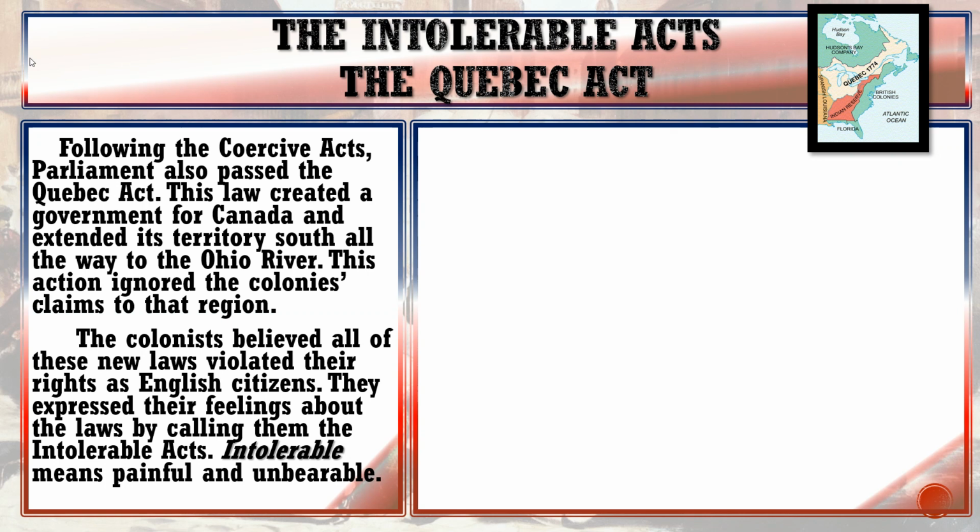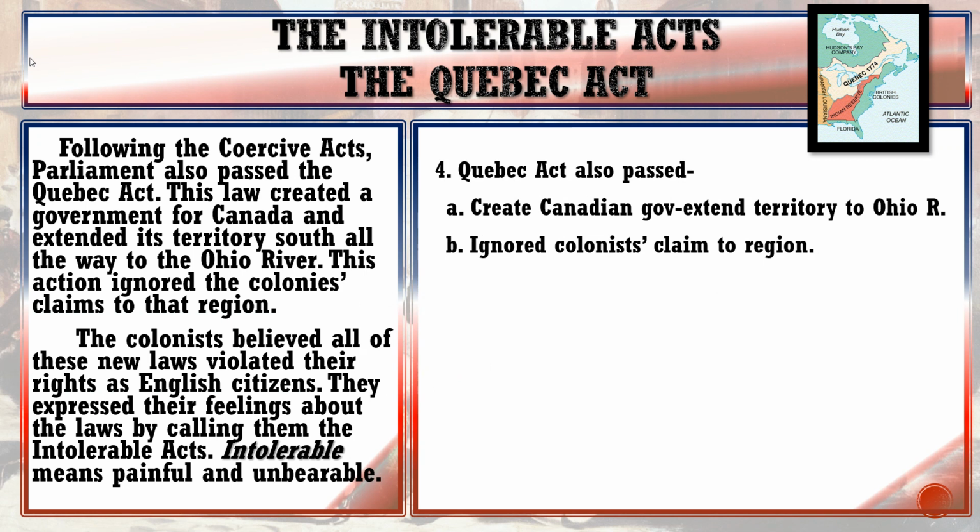Now, some of the other acts actually focused on Massachusetts. This one affects all the colonies. So with this one act, the British drive the colonies together, which is pretty amazing. I mean, how did I summarize this? Quebec Act also passed. Create Canadian government, extend territory to Ohio River, ignored colonist claims to region. I kept this really short. It wasn't a real long paragraph, so this is perfect.